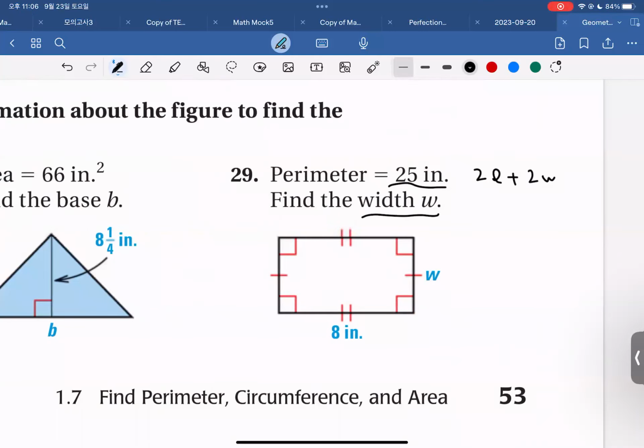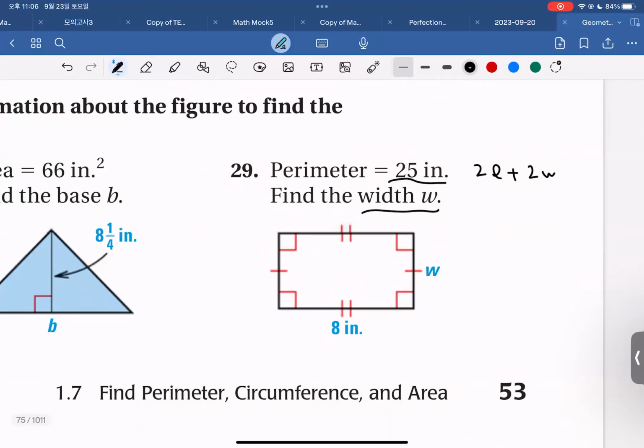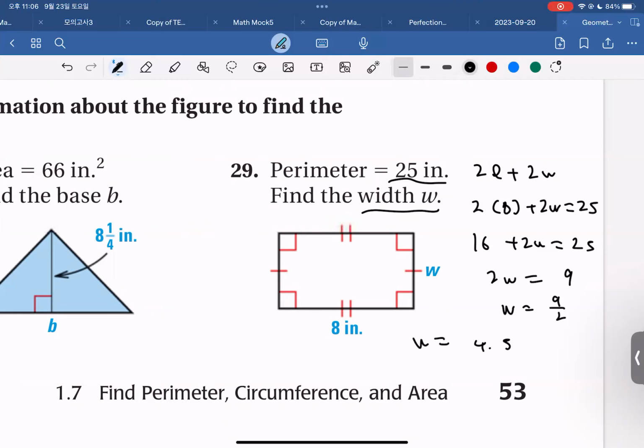But because we know that the length is 8, we know that 2L would be 2 times 8, which is 16, and plus 2W is 25. So 2W, and if you do the equation, we get W as 9 over 2, or 4.5. So we can know that W is actually 4.5.